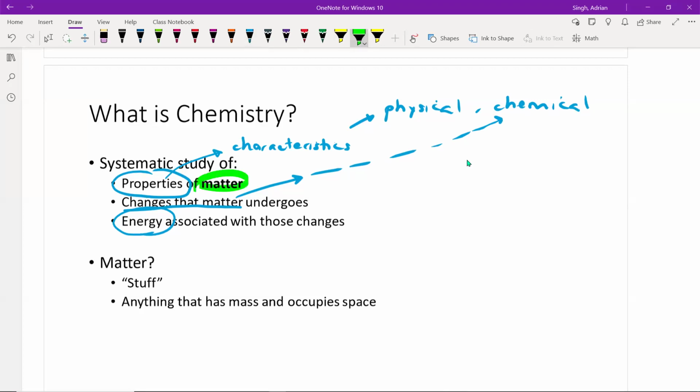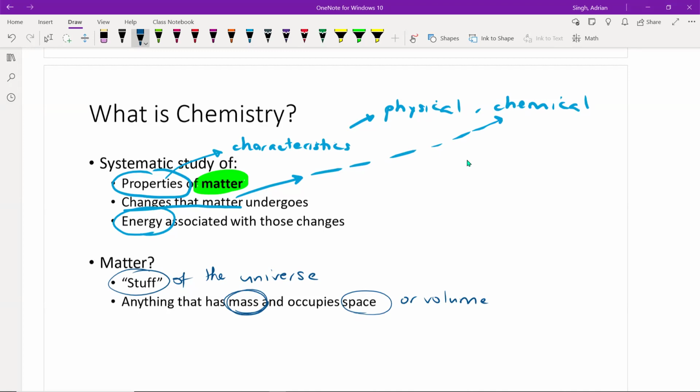So what exactly is matter to begin with? And we can define matter in a non-technical way as simply the "stuff" of the universe. Okay, and stuff is in quotations. And what exactly is the stuff? Well, stuff we can think of as anything that has mass. We can measure the mass of that thing and it occupies some space or volume. Okay, and that is what we define as matter.